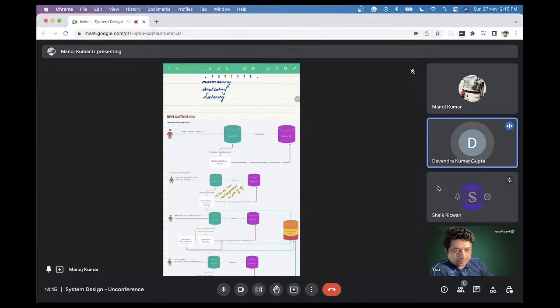Not really related to replication. Is it possible to have a peer-to-peer connection, like master to master or something like that, and still have it replicated?